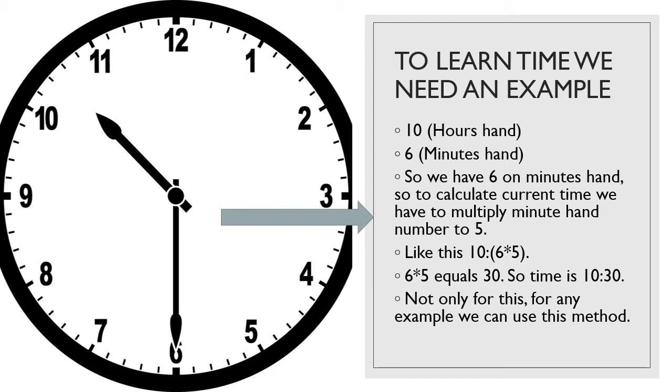Take another example, if 1:45, then we will have 9 at the minute hand, and to easily understand time, we have to multiply 9 by 5. 9 into 5 like this, 45. And now we can say the time is 1:45. It is not proper to say it any other way. We will say 1:45 to be proper.